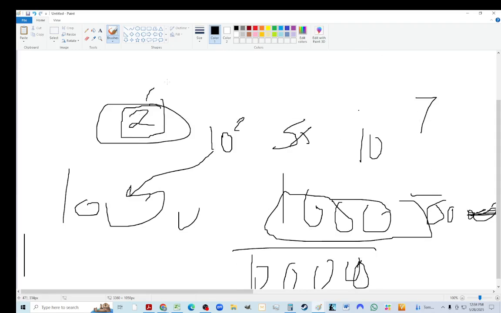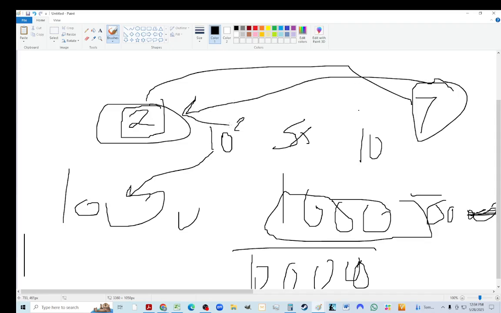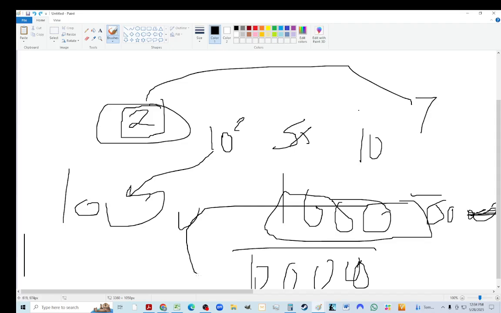That's why we use the 2 to 7. It's saying, well, that's 100,000 times stronger than that. But I don't want to say the word 1 million or 10 million. I just want to say 7.